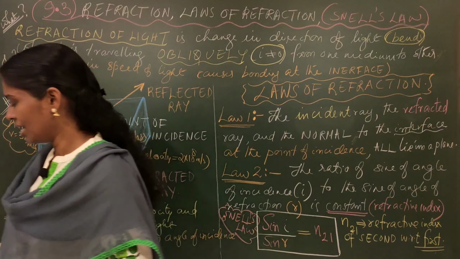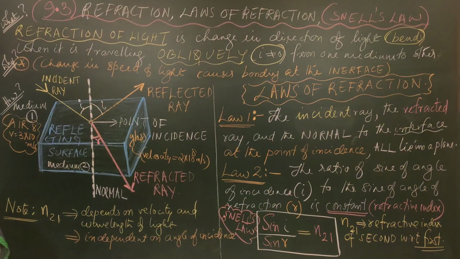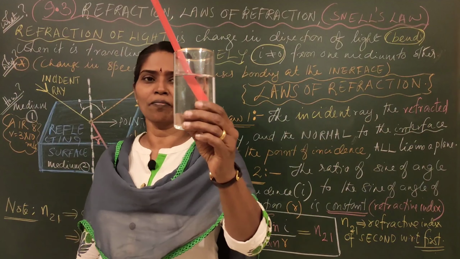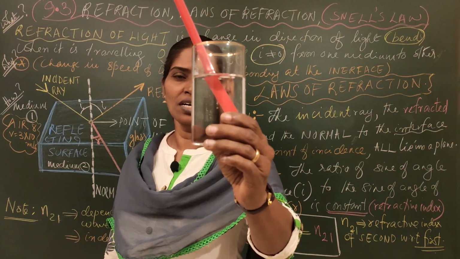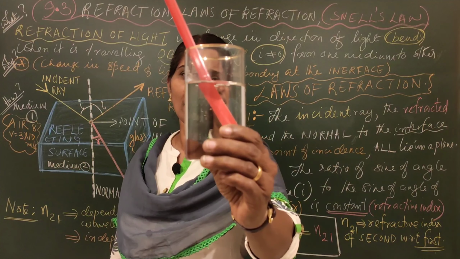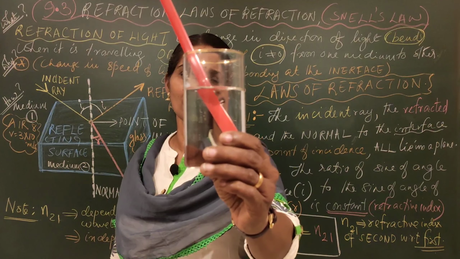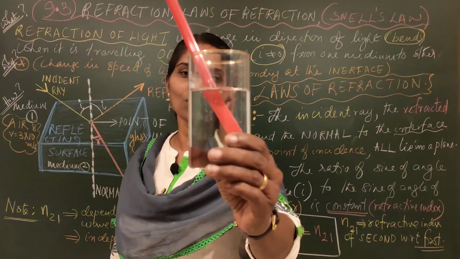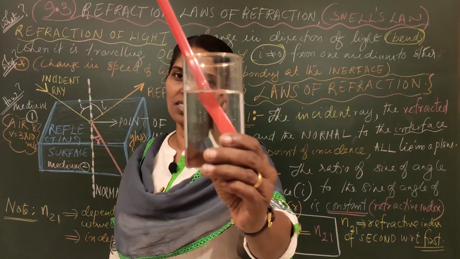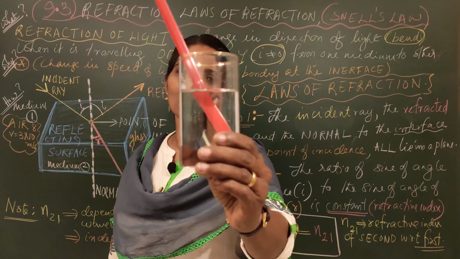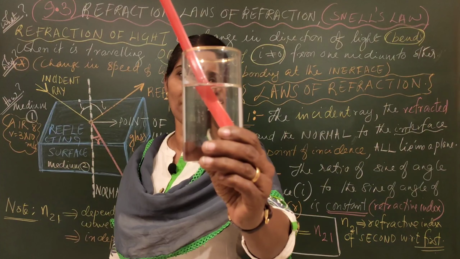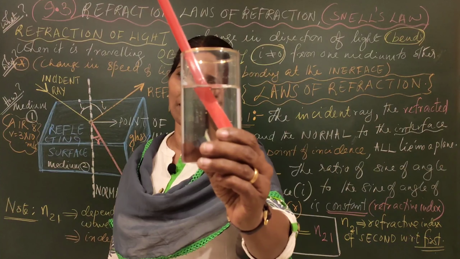Just take a glass of water like this. If you have a glass of water like this, you can see that the rod is bending. When you watch it, you can see that the bending happens exactly at the interface between water and air. In the air, the rod is straight. Again, inside the water, it is straight. But at the surface of separation, we can see that it is bending.